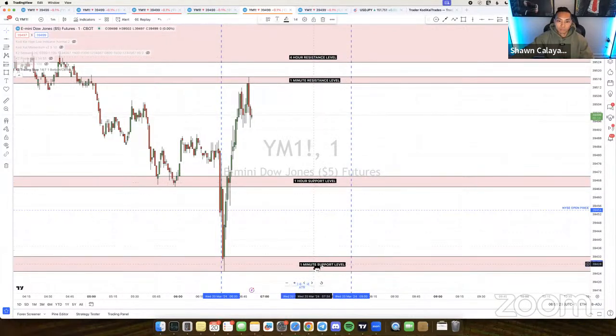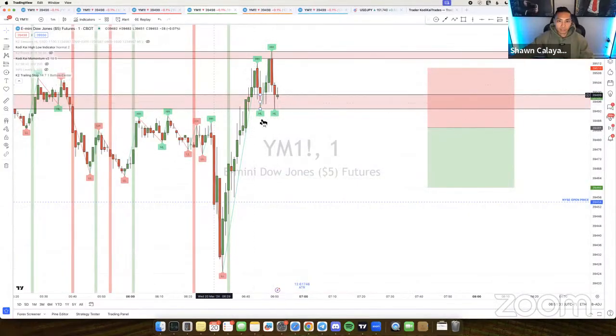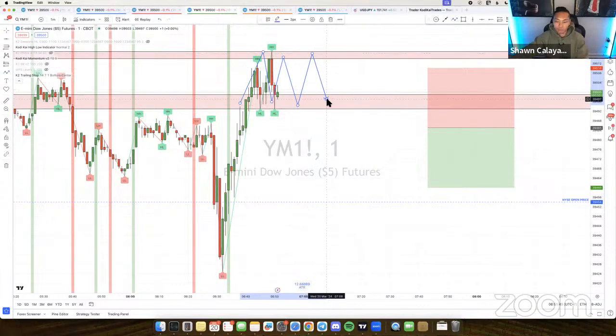Not really too much to work with here. Price is just going to bounce between these two areas. Like I said earlier, this is the consolidation range. It's just going to keep bouncing through here. So what you want to look for and be careful for are the traps.